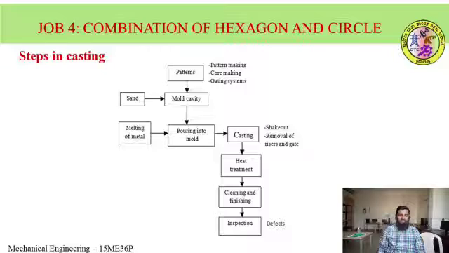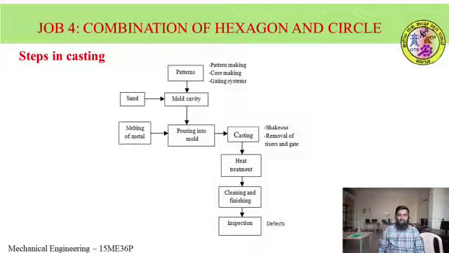And after melting the metal, the molten metal is poured into the mold cavity. The metal is in the form of molten state, and that molten metal is poured into the mold cavity into the required shape, and after solidification the casting is done.